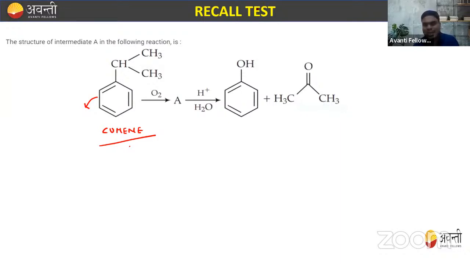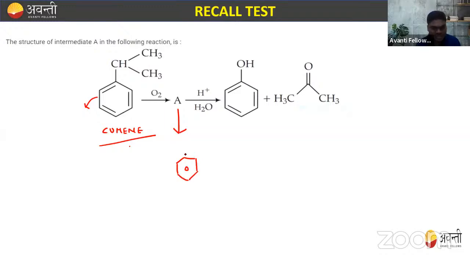Right. So cumene hydroperoxide is the correct answer for this question. How will you draw the structure of cumene hydroperoxide? Whenever cumene reacts with O2, what will it form? So what intermediate A will form, beta? That is nothing but cumene hydroperoxide.